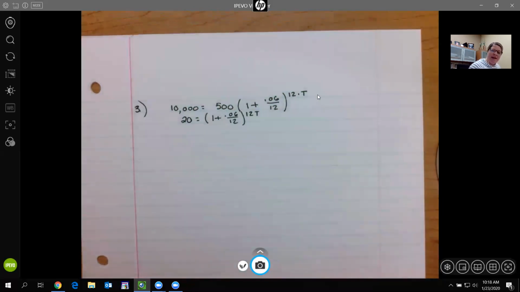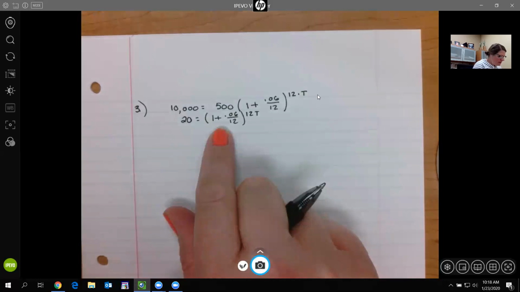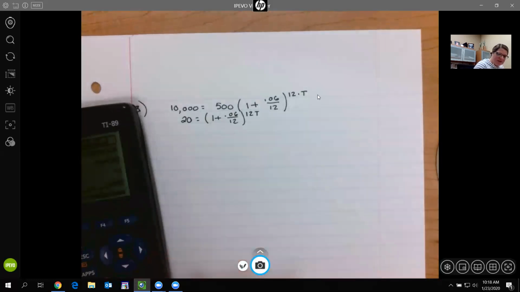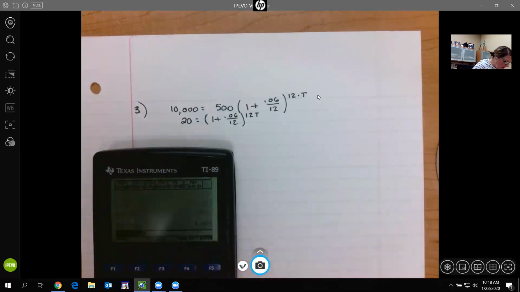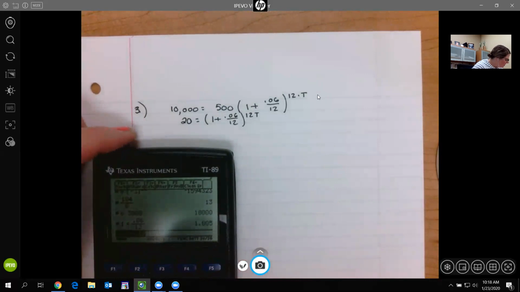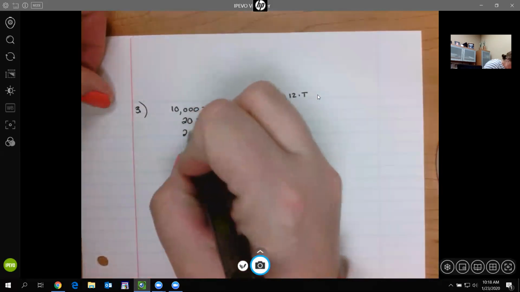So from here, what else can we simplify? Well, we could simplify in our parentheses. So I'm going to use my calculator, and I'm just going to say, all right, what is 1 plus 0.06 divided by 12? That gives me 1.005. So that's as simplified as we can get.